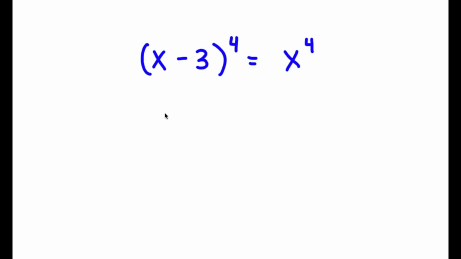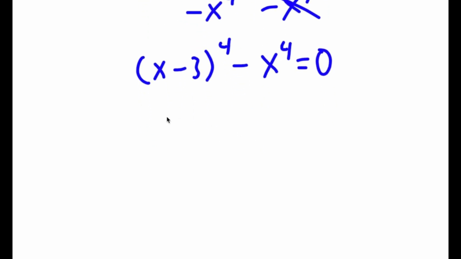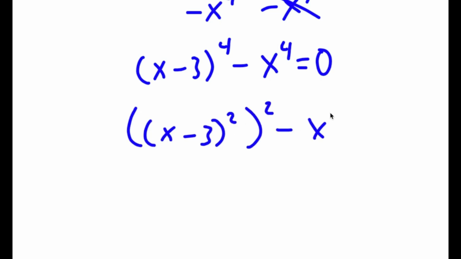Alright, so in this problem, I have (x − 3)⁴ is equal to x⁴. So the first thing I'm going to do is subtract x⁴ on both sides. So then these two cancel out, and now I have (x − 3)⁴ − x⁴ is equal to 0. Now, I'm going to rewrite this as ((x − 3)²)² − (x²)² is equal to 0.